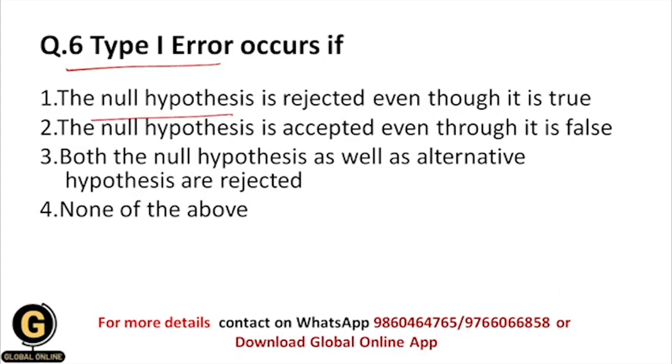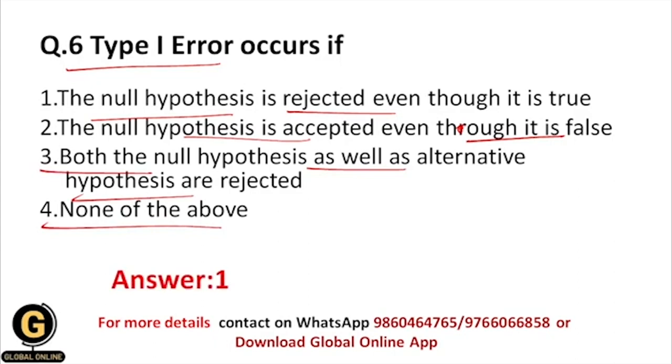The null hypothesis is rejected even though it is true. The null hypothesis is accepted even though it is false. Both the null hypothesis as well as the alternative hypothesis are rejected. None of the above. So your correct answer should obviously be 1. As I have told you earlier in this video, whenever the null hypothesis is true but still we reject it, in that situation type 1 error occurs. All of you getting? And that's why your correct answer should be 1.